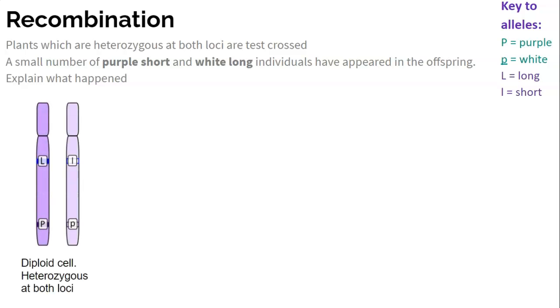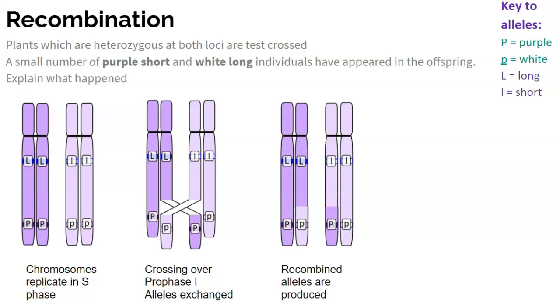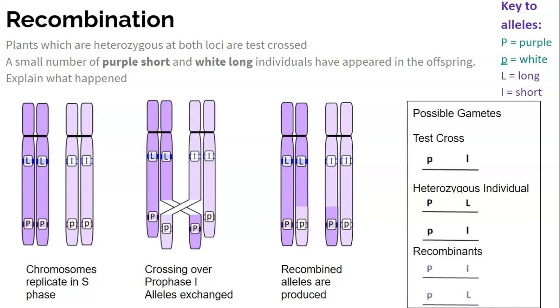Well, when you go through meiosis, you have these diploid cells that are heterozygous and they replicate, and then they go through prophase 1 where crossing over can occur. And when crossing over occurs, alleles are exchanged and recombinants are produced. Oh, yes, that's what we're getting into, recombination. So thank you, crossing over, for making your life way more complicated. And so what happens is that you get an extra possible gamete. The test cross can only give you recessive for both.